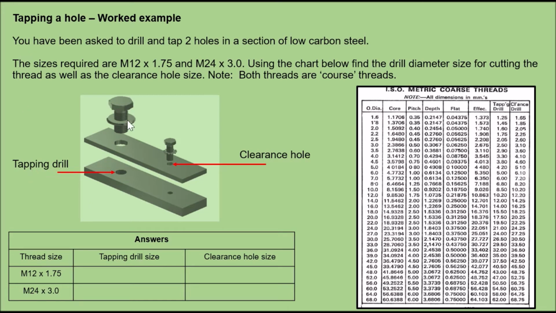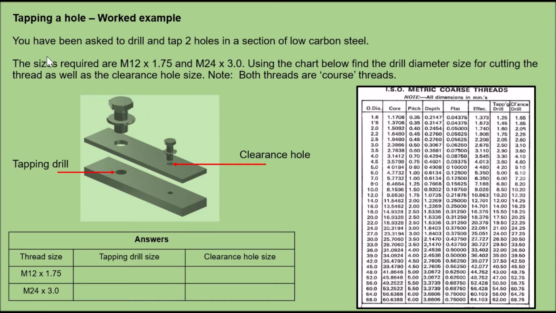To put a threaded fastener into a piece of material, you obviously need a hole, and there are set sizes that those holes need to be. The difference is that the tapping drill is a drill that you put in before you create the thread. The clearance is the hole that you put in the material that the thread is going to go through. So that's the difference between those two bits of terminology.